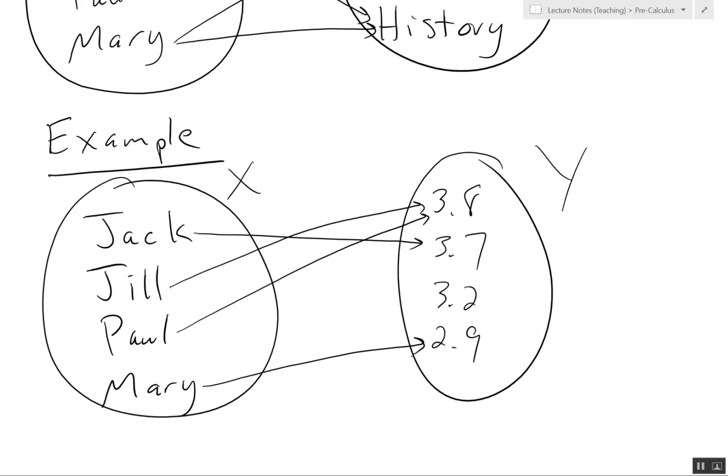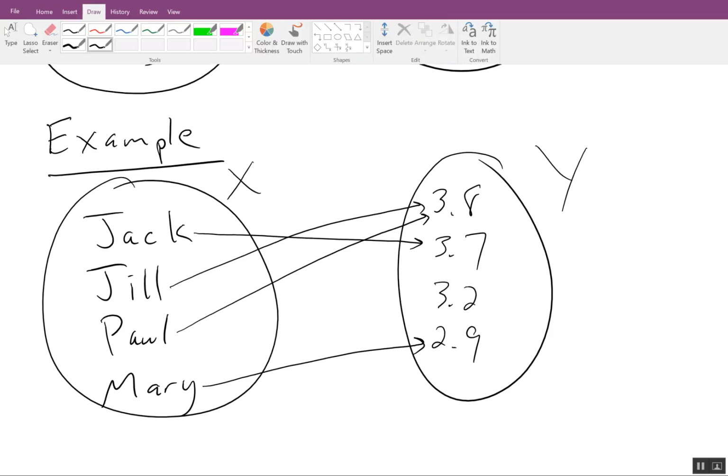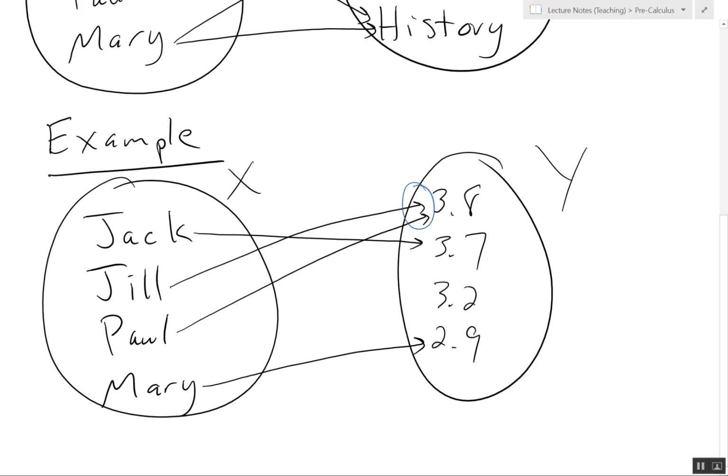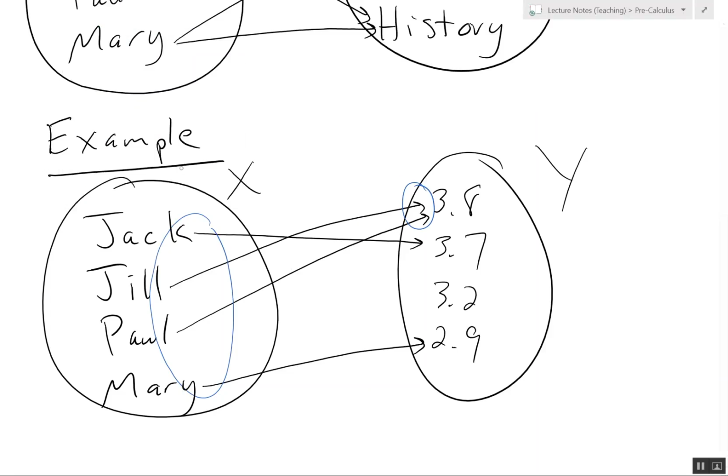It does not matter that Jill and Paul have the same GPA. So it doesn't matter if there's two arrows right here in the definition of the function. So the fact that I have two arrows right here doesn't mean anything. This is still a function because all it matters is over here there's only one arrow for each person. So this is a function. Yay, we've seen a function.